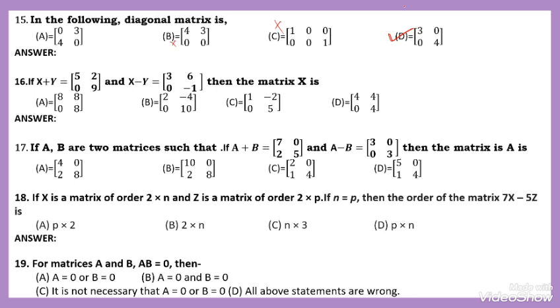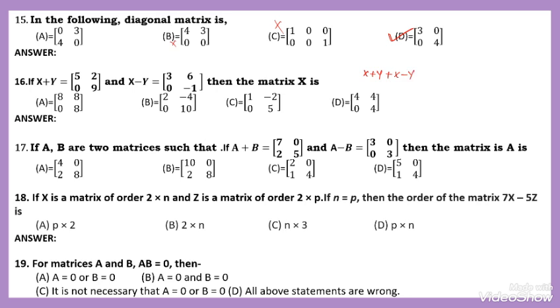Then, question number 16. If x plus y is the matrix 5, 2, 0, 9 and x minus y is the matrix containing the elements 3, 6, 0, minus 1, then we have to find the x matrix. I will solve this one using the equation method. I will add these two matrices. We will get the x value.